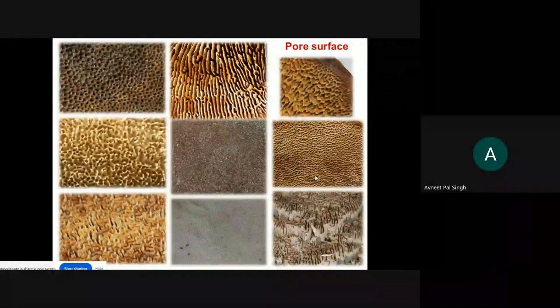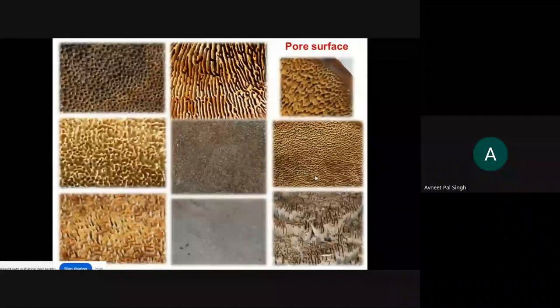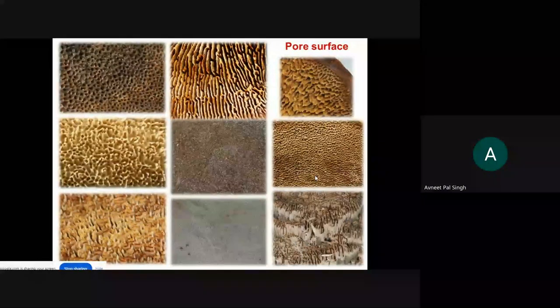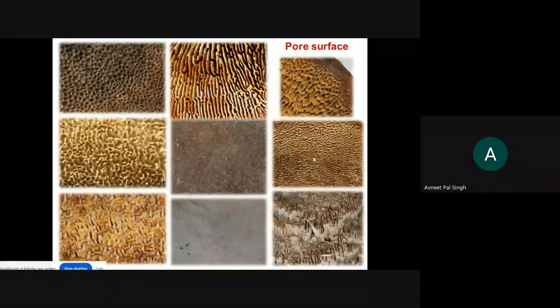So number of pores per millimeter, color of the hymenial surface, and shape of the pore are the features which we need to look upon when we are working on a polyporoid fungus. You can see here, for example, very unique angular pores are present. Here you can see these are sort of lamellate pores. They look like lamellae, but actually they are pores.